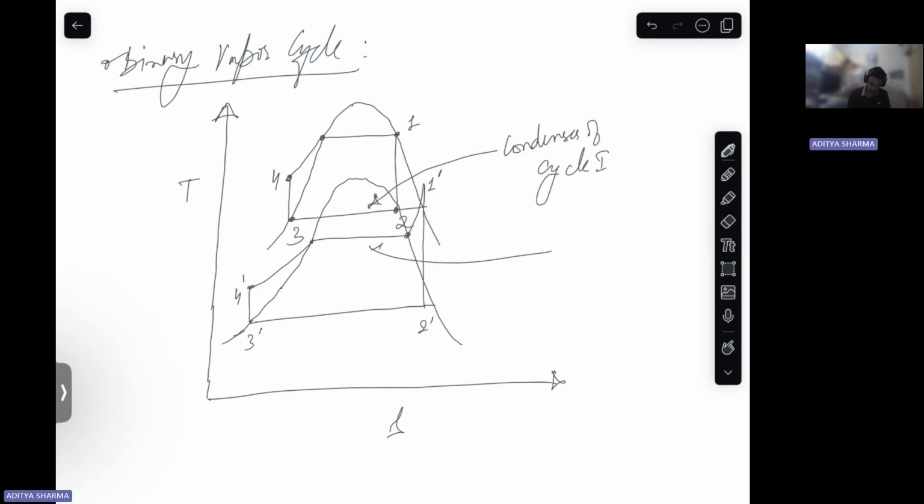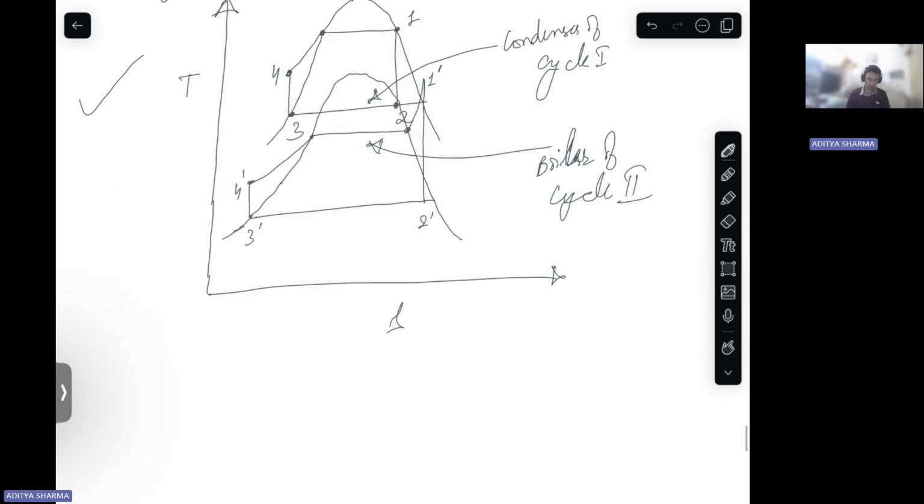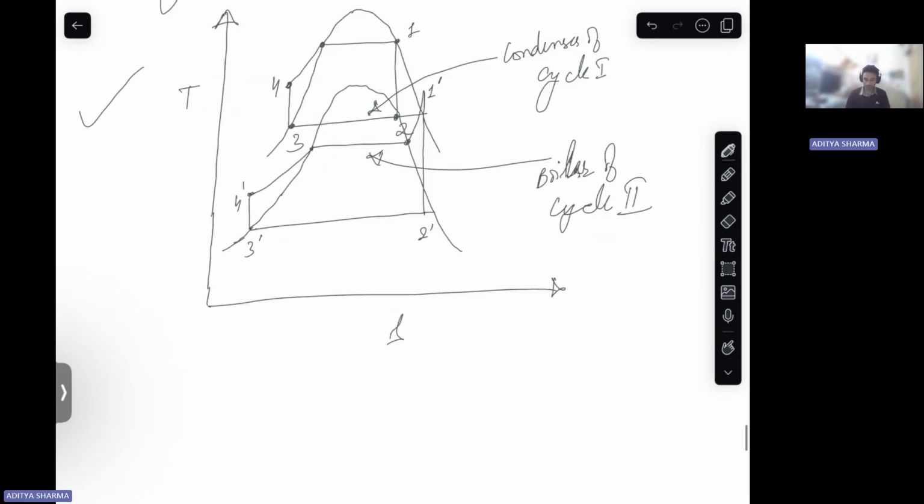So this is the boiler of cycle 2. So the condenser of cycle 1 is acting as the heat rejected from the condenser of cycle 1 is being used for the boiler of cycle 2. Okay, so this is your binary vapor cycle. I hope there is no doubt in binary vapor cycle.